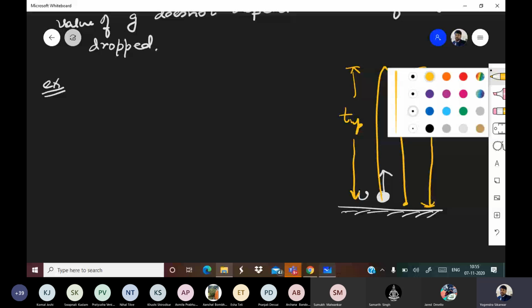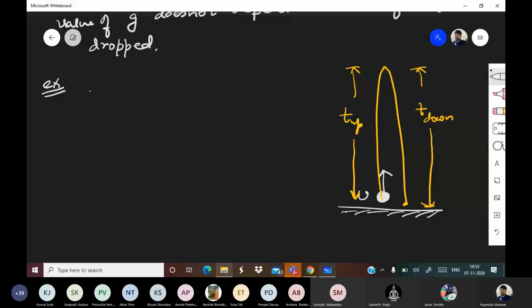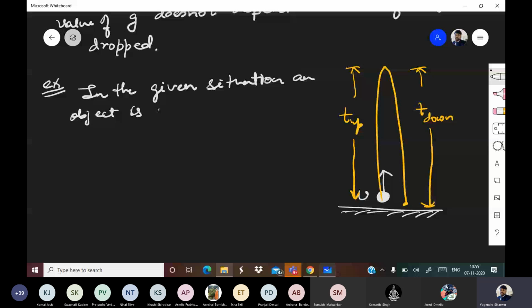So let us see. In the given situation, an object is projected upward with speed u meters per second as shown.